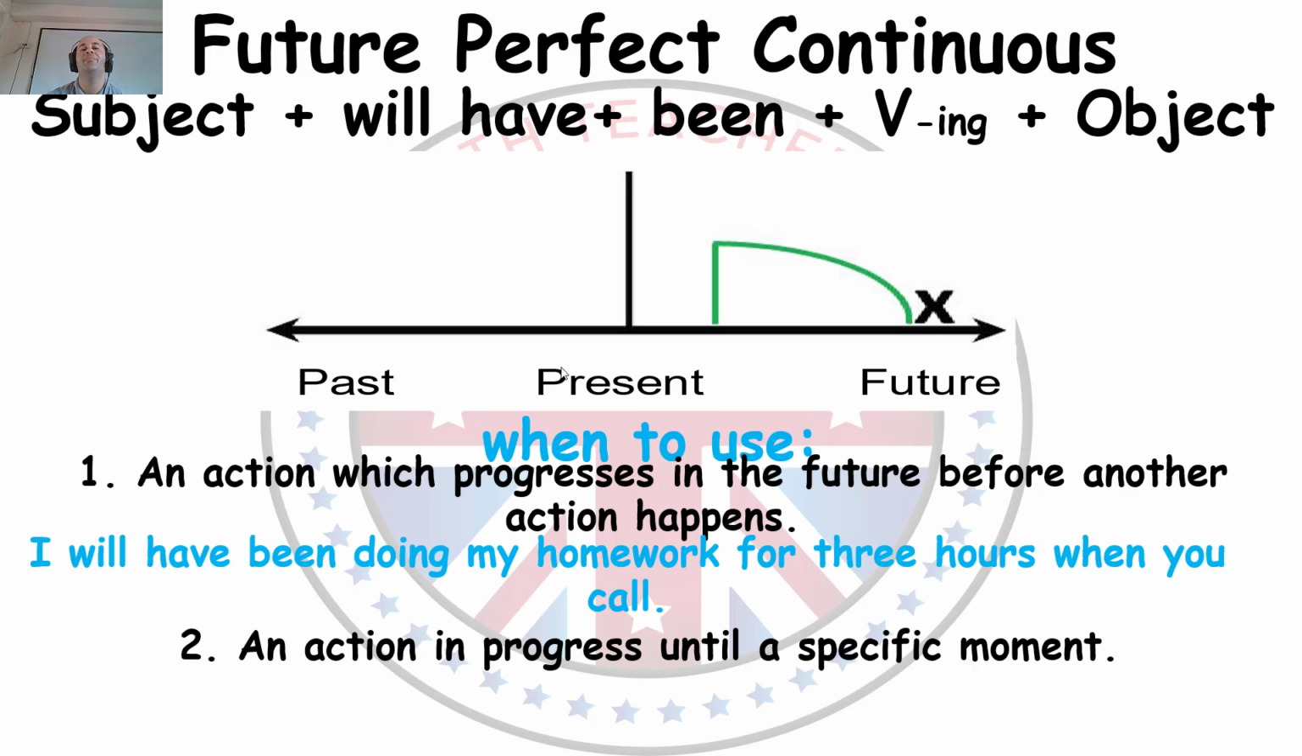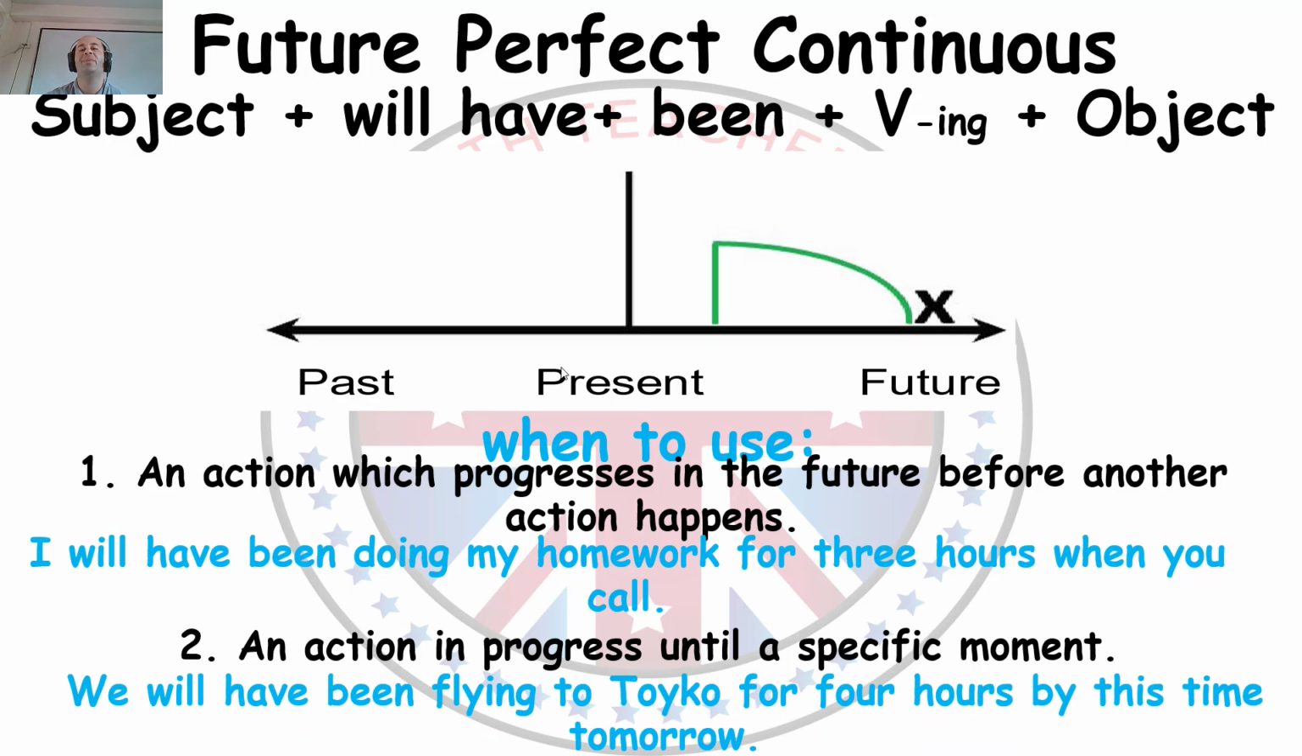Or an action in progress until a specific moment. An example would be, we will have been flying to Tokyo for 4 hours by this time tomorrow. It's more complicated. We will have been flying to Tokyo for 4 hours by this time tomorrow, until a specific moment, this time tomorrow. The action in progress is flying to Tokyo.